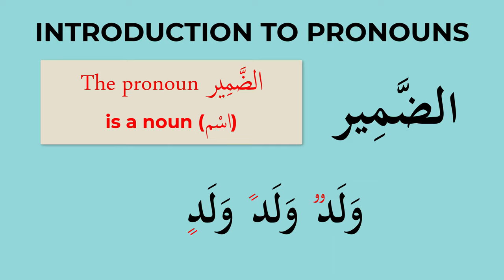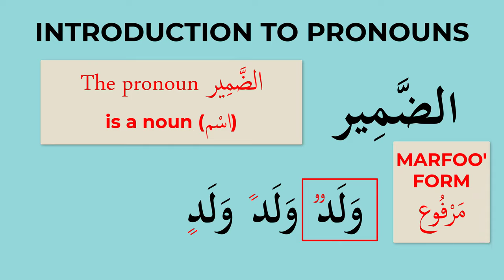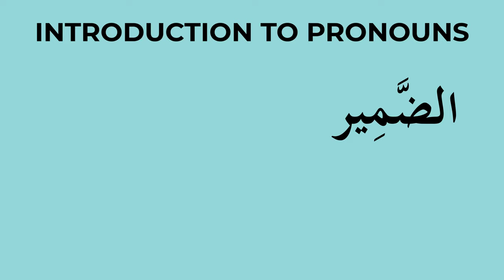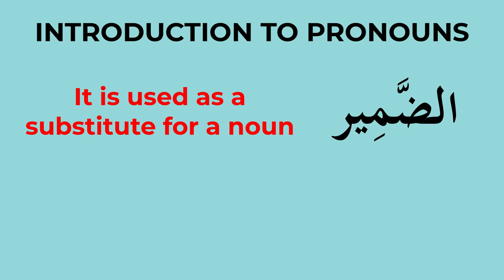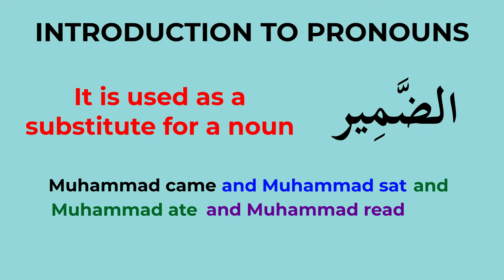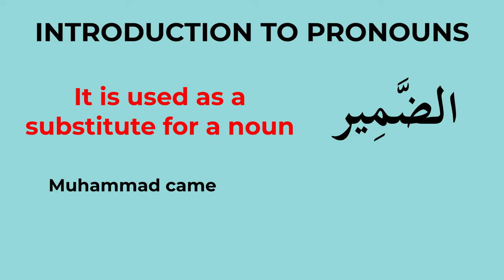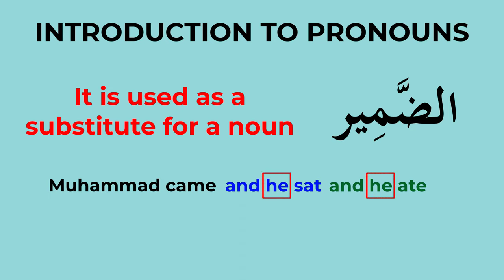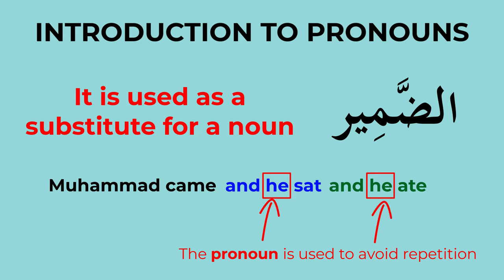We are going to learn the marfu form of damir. Marfu form of pronoun. Okay, we are going to learn. Now, pronoun is a word used as a substitute for a noun so that you don't repeat the noun all the time. If I say to you, Muhammad came and Muhammad said and Muhammad ate and Muhammad read, brother, it doesn't sound nice to your ear. What I will say is, Muhammad came and he said and he ate. Now that makes it much easier and it's nicer to the ear. So the pronouns come instead of nouns so that we avoid repeating them.